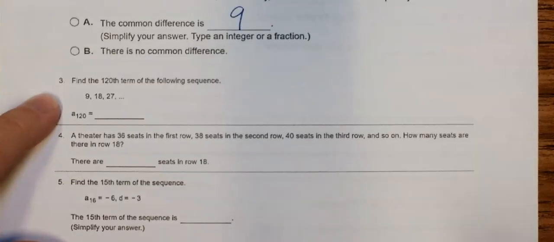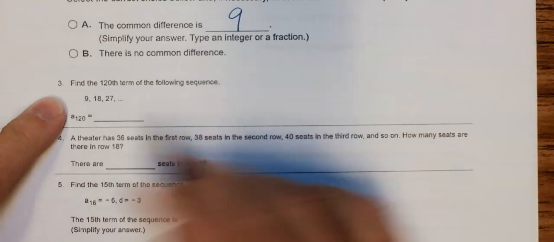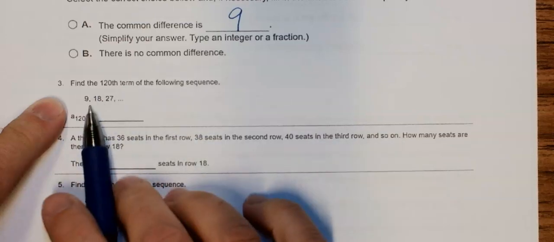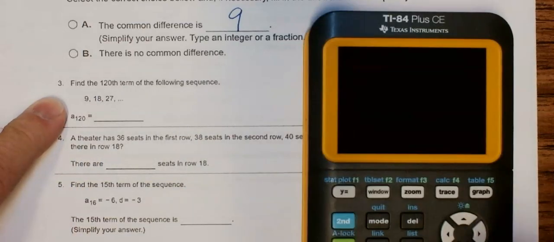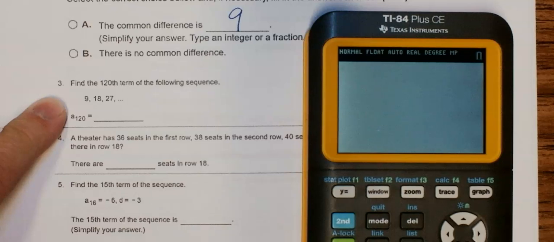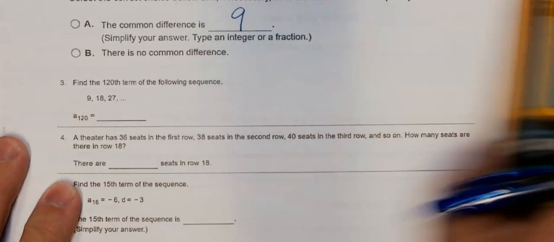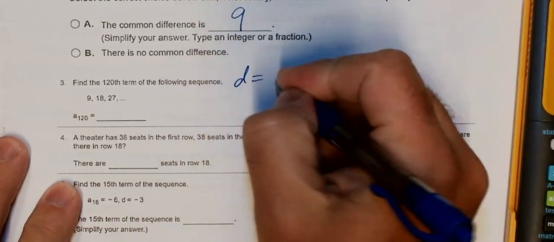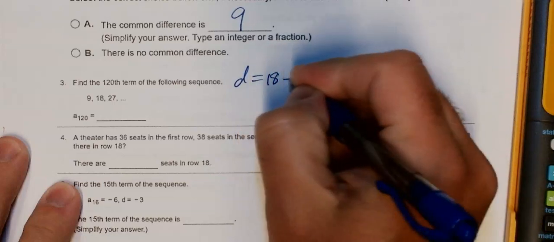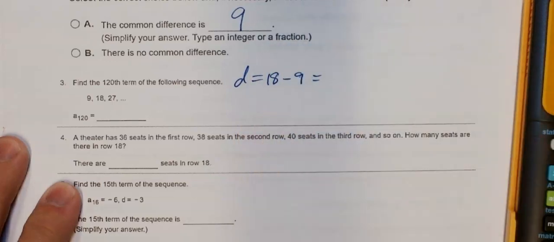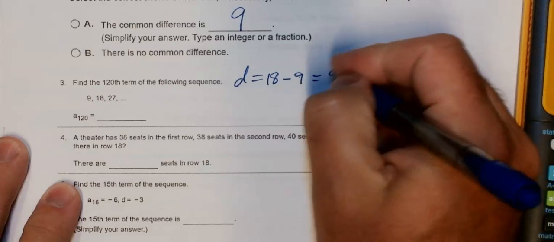Alright, the next question. They want me to find the 120th term. So do I want to use that strategy where I'm doing this? Well, let's see. It starts out at a 9. What's the common difference between the terms? Can anybody tell me that? The common difference? We got any term minus the previous term. Looks like it's also 9.